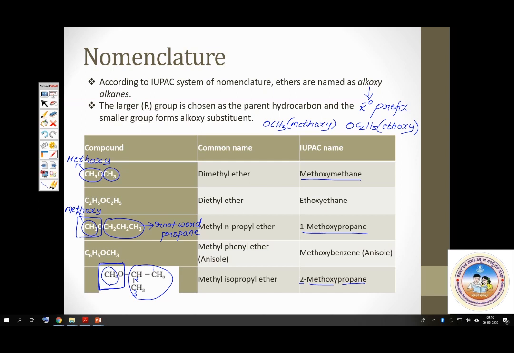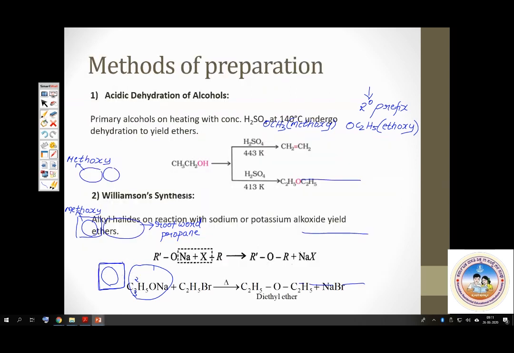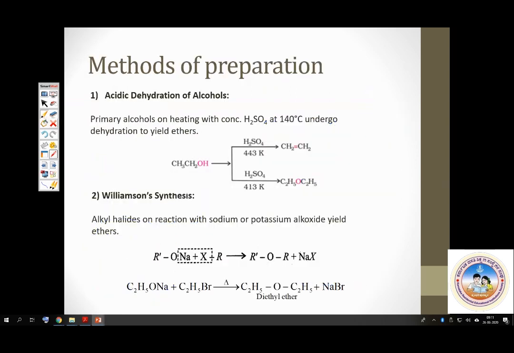Coming to methods of preparation of ethers. There are 2 methods of preparation prescribed in the NCERT syllabus. The first method is acid catalyzed dehydration of alcohols. This is something we also have seen with respect to alkenes.